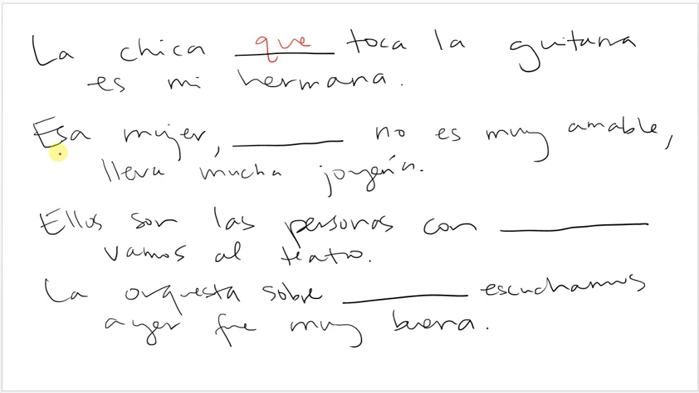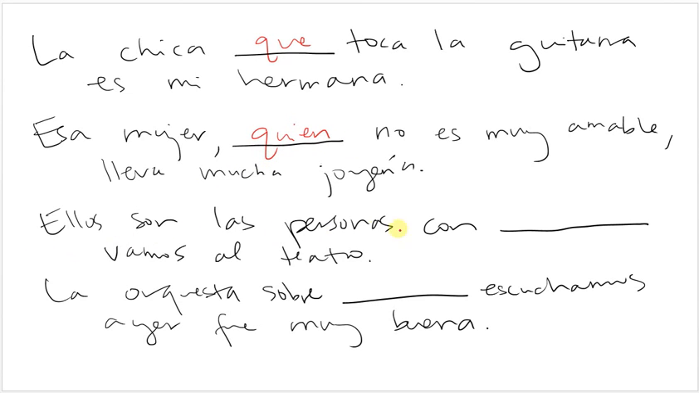For example, esa mujer, comma, no es muy amable. So that woman who is not very nice wears a lot of jewelry. So because we have a comma here, we're going to go ahead and use quien. Technically, I could also say la que or la cual no es muy amable, that woman which is not very nice. But quien sounds a little bit better, so that woman who is not very nice.